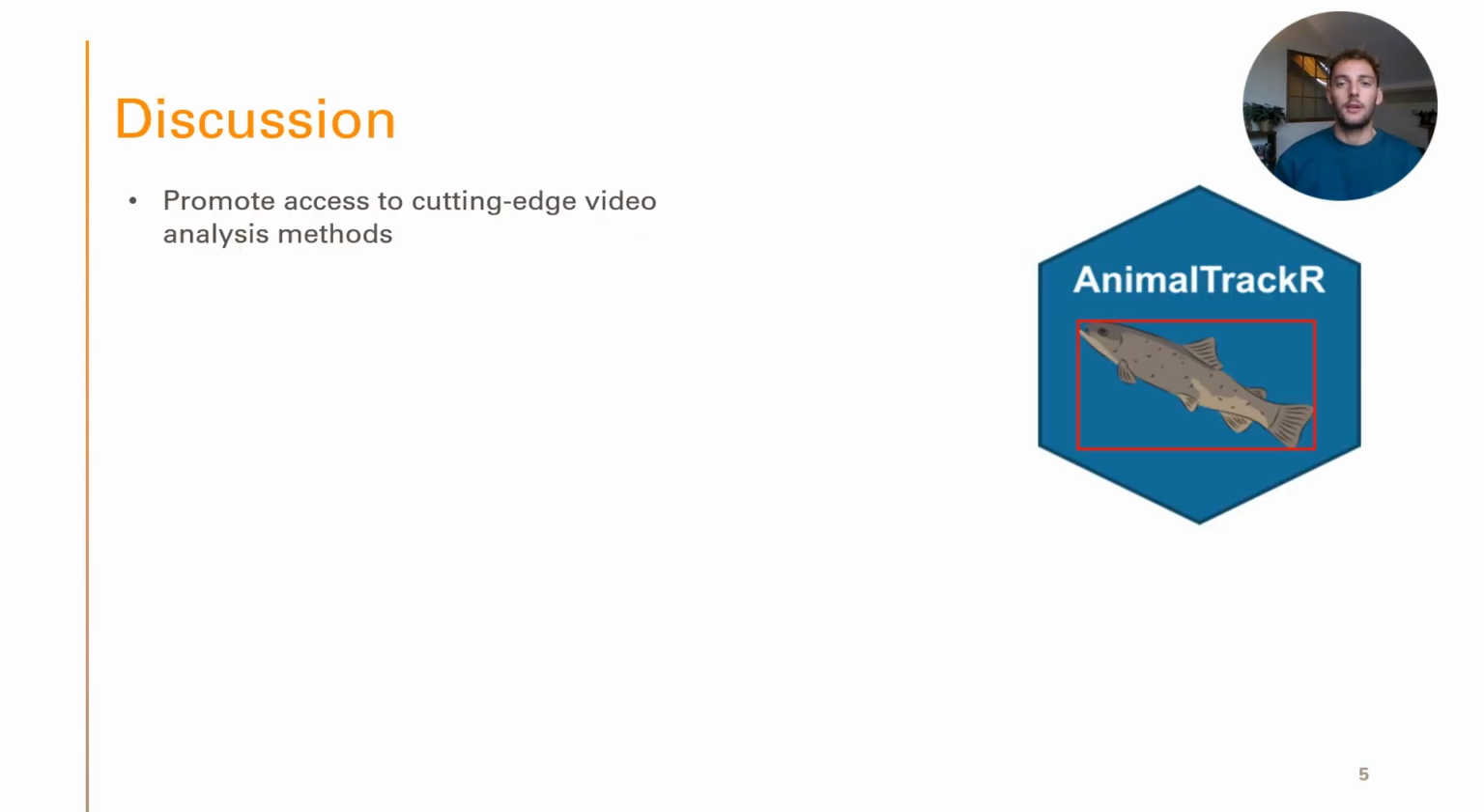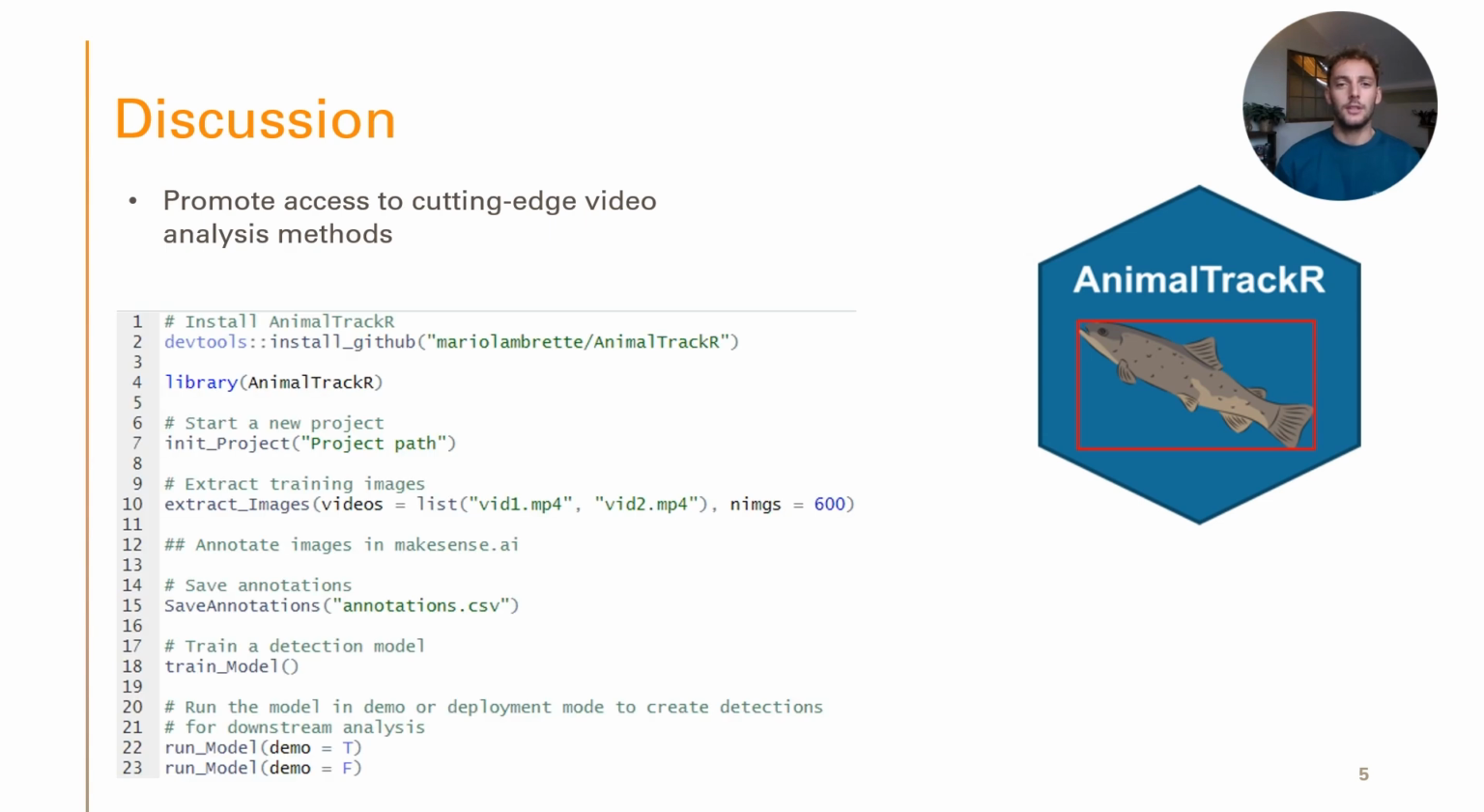Through AnimalTrackR, we provide a simple and powerful video analysis tool with step-by-step instructions for developing and deploying YOLO detection models on experimental video data. The R script on screen shows all of the code needed to train, validate, and deploy highly accurate detection models without the need for a detailed knowledge of Python.